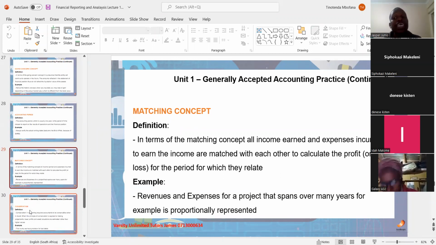You have to match the income to the what? To the expenses. So let me give you an example. Let's say that you are a project manager. You do buildings. That's your project, right? So you enter into a contract. The client tells you, can you build a building for us, a skyscraper? It's going to take you 3 years, for example. And then after 3 years, the client is going to pay you, let's say, 1 million rand, right?